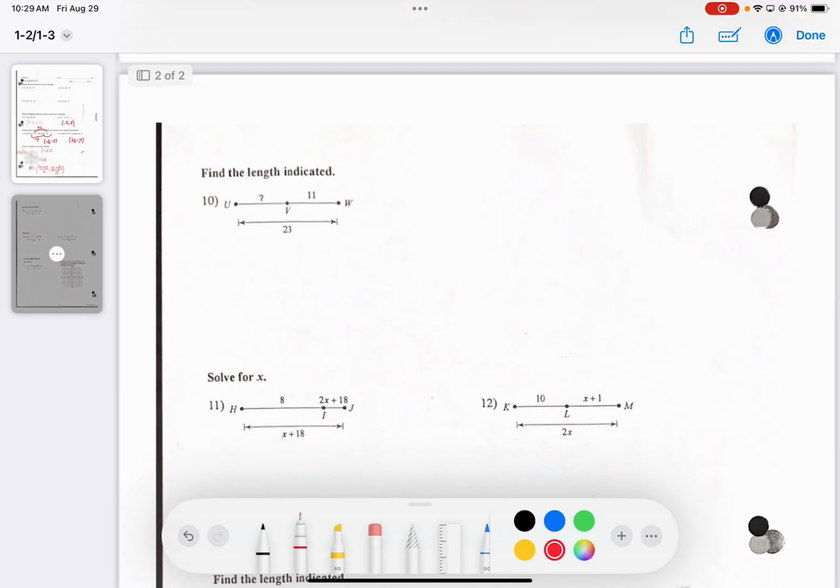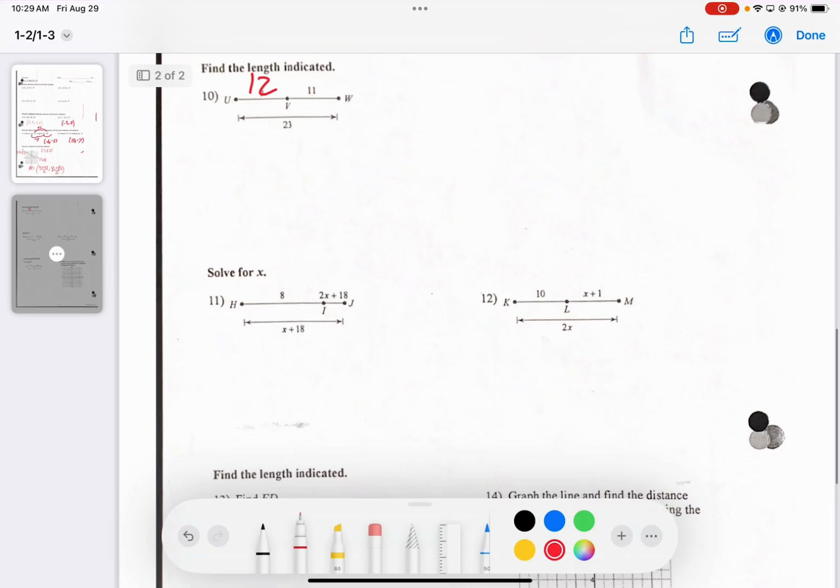Okay, find the length indicated. So we want to find the length of, looks like UV. What'd you guys get for that one? 12? Yeah, 12 sound good? Is that what you got, Liam? 12? Good. All right. And then number 11. Ooh, now we're working with x, right? What was the equation you guys set up for number 11?